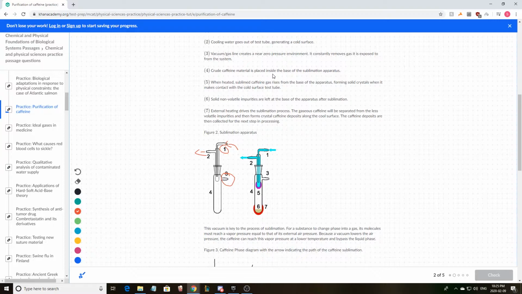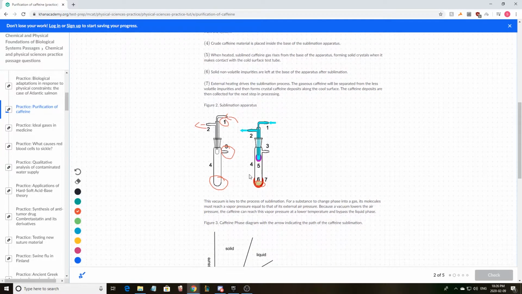Crude caffeine material is placed inside the base of the sublimation apparatus. So the crude material we're just going to place down here. Solid, non-volatile impurities are left at the base of the apparatus after sublimation. So as you can see from the other diagram, whatever impurities we're trying to get rid of will be just left alone at the bottom here, and our solid crystals will form around here. Now I'll summarize this again in just a second. And then it states that external heating drives the sublimation process. The gaseous caffeine will separate from the less volatile impurities and form crystal caffeine deposits along the cool surface. The caffeine deposits are then collected for the next step in processing.